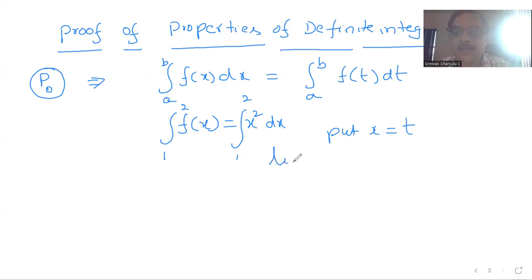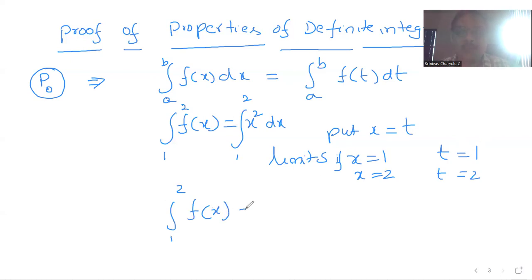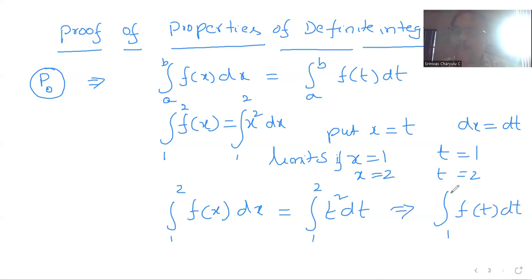Then limits. We have to change the limits also, no? And what will happen? If x is equal to 1, t is equal to 1, lower limit is 1. Then if x is equal to 2, t is equal to 2. So what happened now? Integral 1 to 2 f of x dx is equal to integral 1 to 2 t square dt. So dx will become dt here, which is nothing but integral f of t dt. So what happened now? Even though x became t here, limits did not change. That is the main property here.